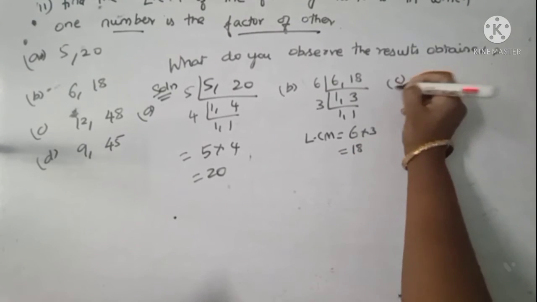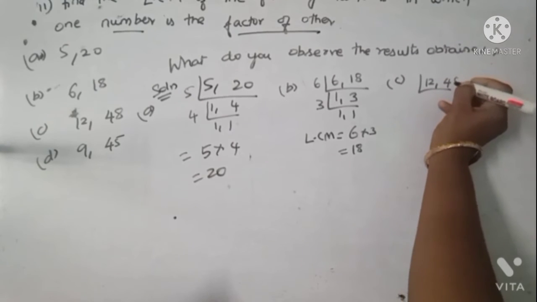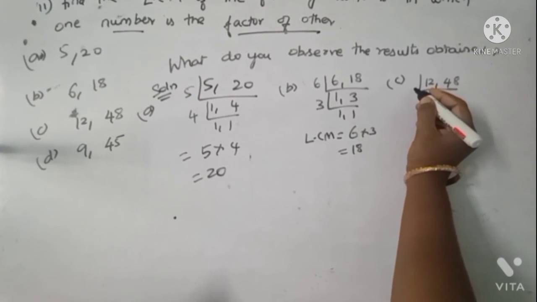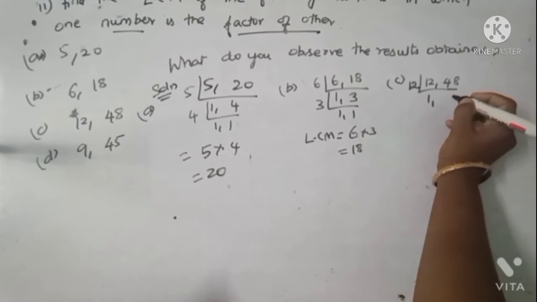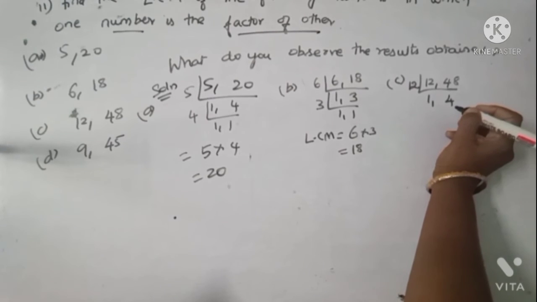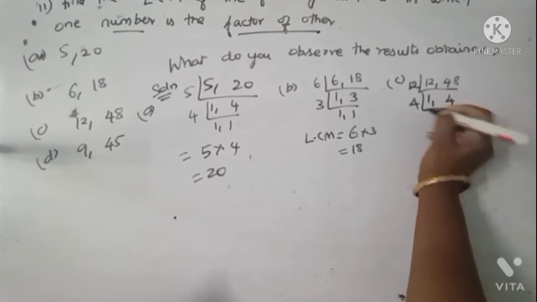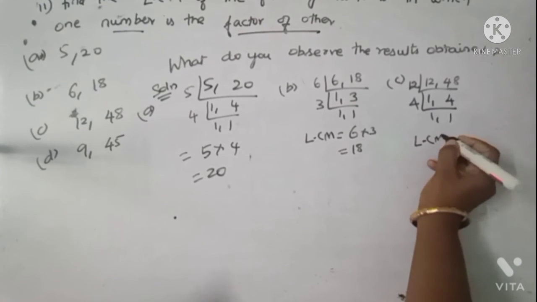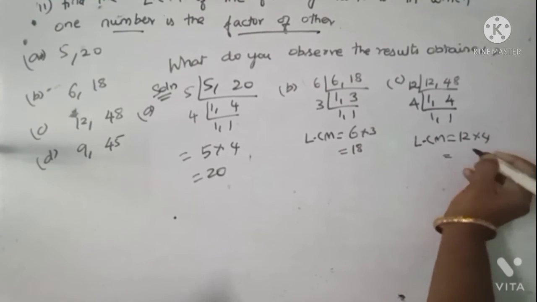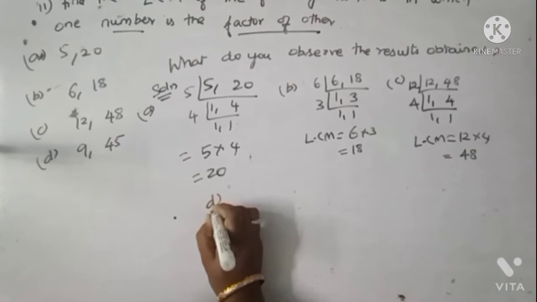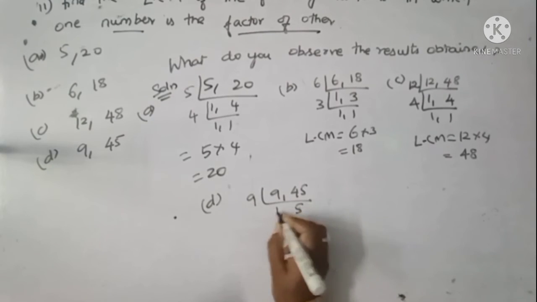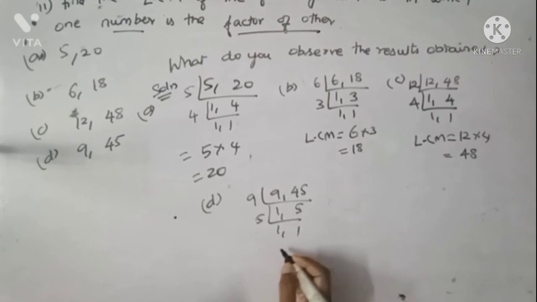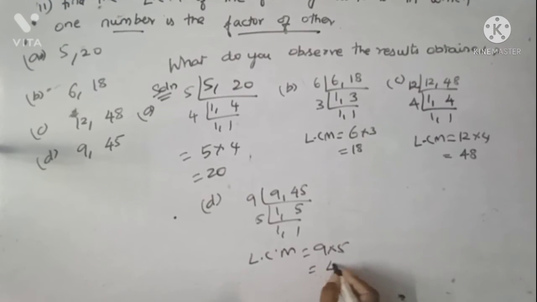And then with the subdivision C, 12 comma 48. Either you can start with 2 tables, or if you are familiar with 12 tables, you can directly start with 12 tables. 12 ones are 12, 12 twos are 24, 12 threes are 36, 12 fours are 48, and then 4. So LCM is equal to 12 into 4, which is equal to 48. And then in subdivision D, 9 comma 45. 9 tables, 9 ones are 9, 9 fives are 45, and then 5 ones are 5. So LCM is equal to 9 into 5 equal to 45.